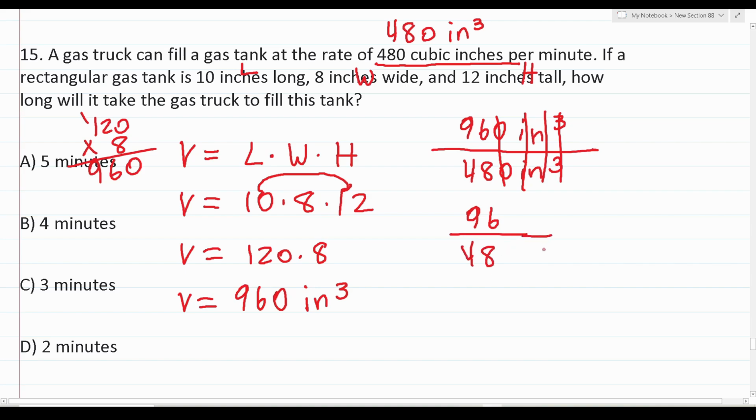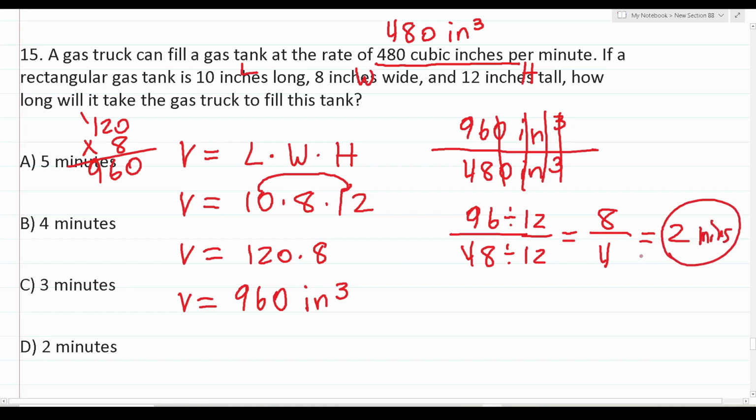Well, if you know your times tables, this problem is actually very easy because 96 and 48 are both divisible by 12. 96 divided by 12 is 8, and 48 divided by 12 is 4. So this becomes 8 over 4, which is 2. All right, so in other words, it's going to take this gas truck 2 minutes to fill up our gas tank. All right, so that's that one.